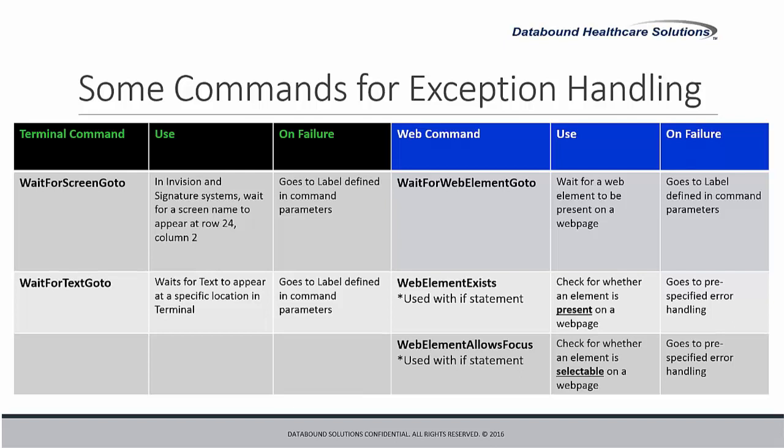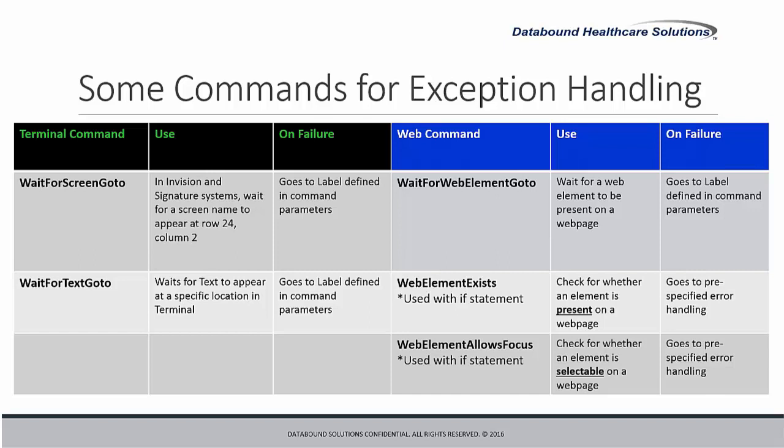On the left-hand side, we have wait for screen go to, or for our MS4 customers, wait for text go to, which does also work for Envision. The use is in Envision and Signature Systems: wait for a screen name to appear at row 24, column 2, for the wait for screen go to, and it goes to the label defined in the command parameters if it fails. So it will look for the label name, and if it's not there, it will go and do some error handling. Wait for text go to will wait for some specific text to appear at a specific location in the terminal, and if it doesn't find that, then it goes to a label defined in the parameters.